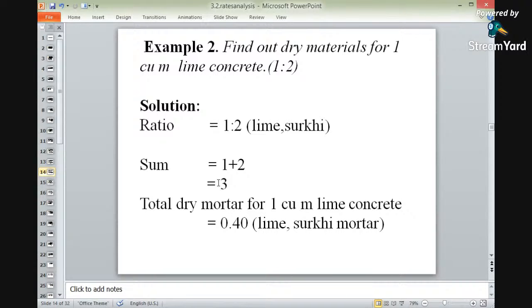Again, what is next in this case? Total dry mortar for 1 cubic meter of lime concrete. Here the total comes to 0.4, that is lime surki mortar, the total dry mortar. Again, how much percentage extra will be taken care of? After all the percentage extra, it has been calculated as dry volume, and it has been taken as 0.4. Little bit of calculation is there. Here we have taken it directly as 0.4, but with calculations it can be found out how this 0.4 is derived. Therefore the total dry mortar for 1 cubic meter of lime concrete comes to 0.4.